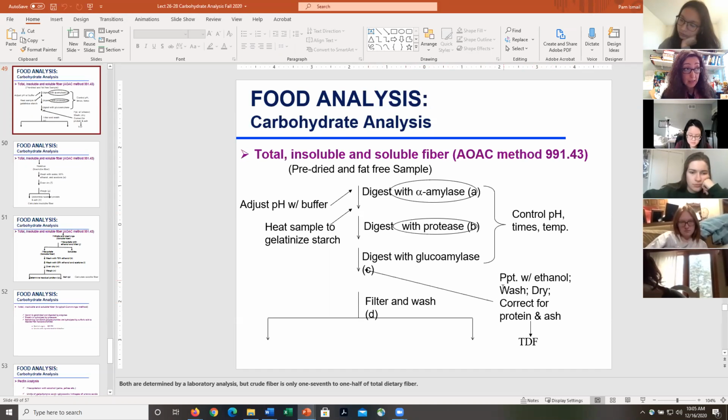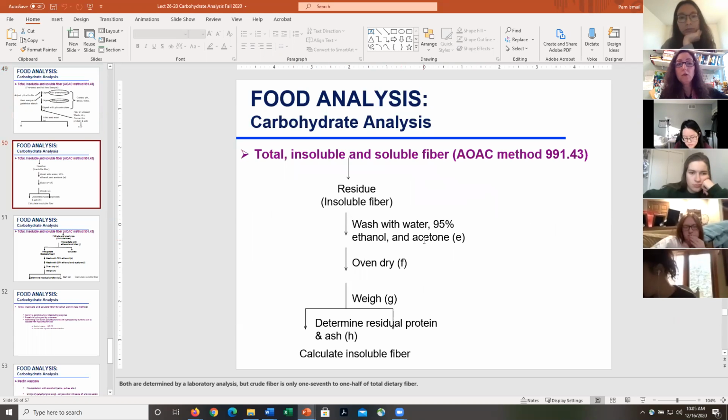If you don't add ethanol at this step, what you would do is you would filter. Then you would have your soluble fiber with the solubles, with everything that was soluble. And then you would have the residue, the insoluble fiber. So the insoluble fiber, you just filter, you wash, and you dry, and you weigh, and you get your total, you get your insoluble fiber.